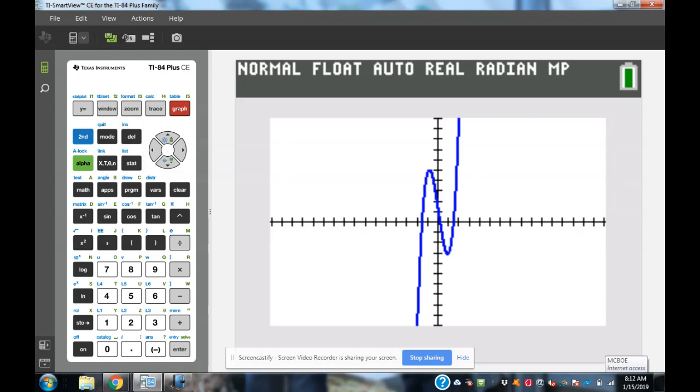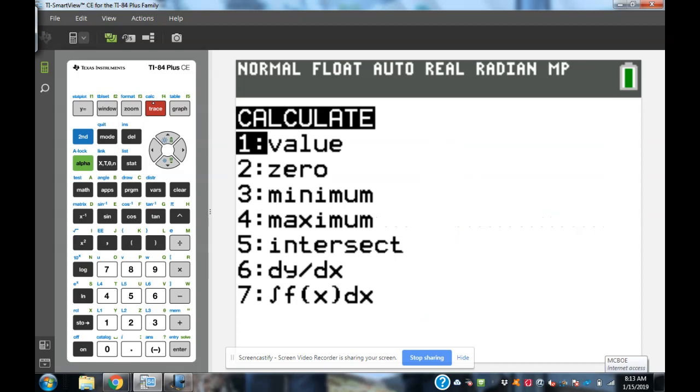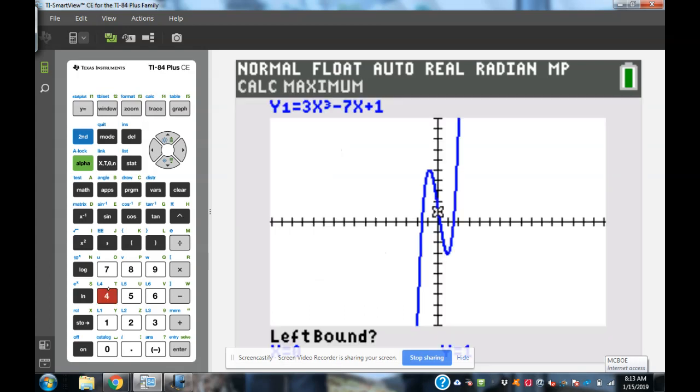So what we want to do is hit second and the trace button, and that should take you to the calculate menu. Notice you got a lot of options here. You got values, you got zeros, which we'll use a lot. We probably won't use the calculator as much to find them, but minimums, maximums, we can find an intersection if we got two different graphs. And here's a derivative and an integration. Those are both calculus things that we won't use, but we're looking for maxes and mins. So if we're going to find a local maximum, we're going to select option number 4. You can either hit number 4 or arrow down and hit enter.